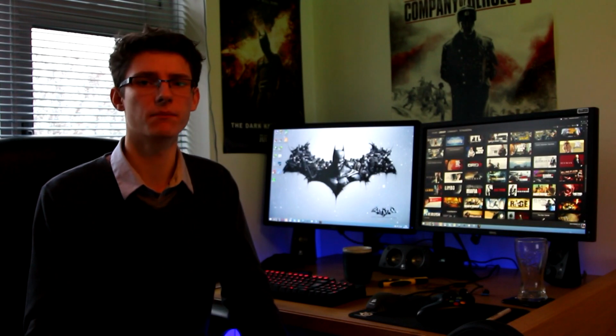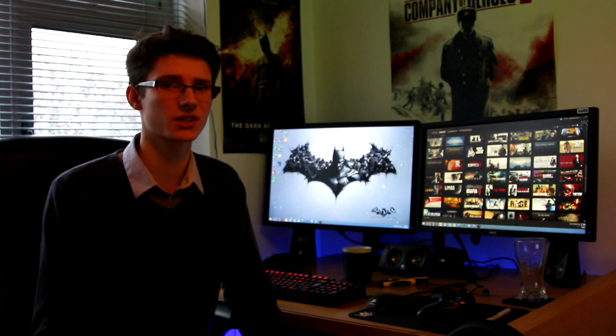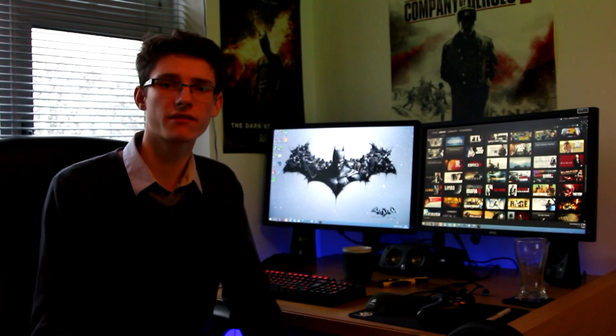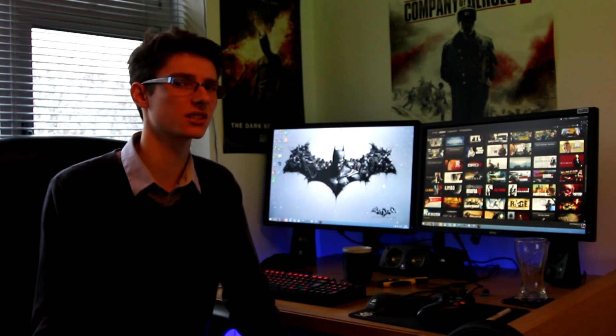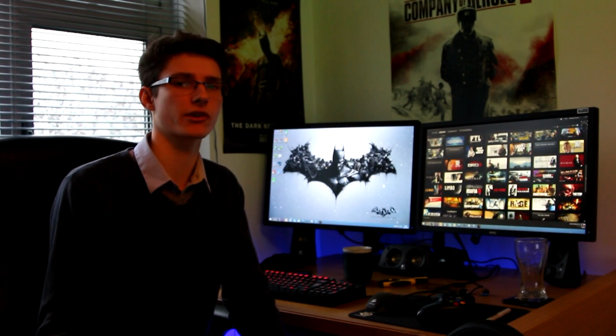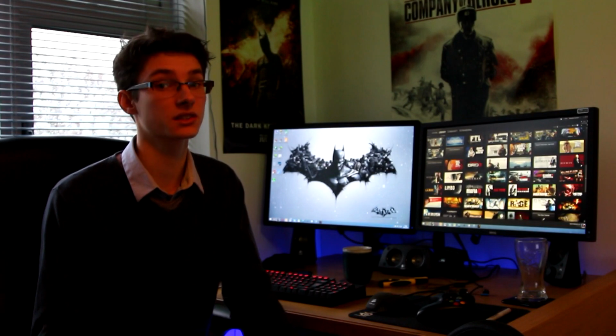Now moving on to the RAM. Now this was the hardest component to actually choose for this rig, because you can get 4 GB of it for around £32, and 8 GB of it is pretty much double that at £64.